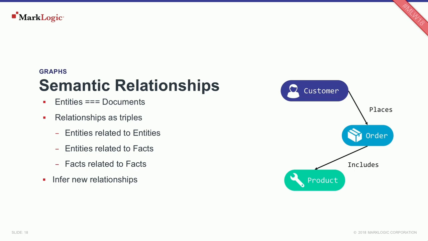So think of your entities as documents: customers, products, orders. Those are naturally hierarchical things. We want to represent the relationships between the entities and other entities as assertions, as these triples. We can also infer relationships. So we can use the engine built into MarkLogic to say that for a customer that places an order that includes a product, we can infer that there's also a relationship between customer and product.